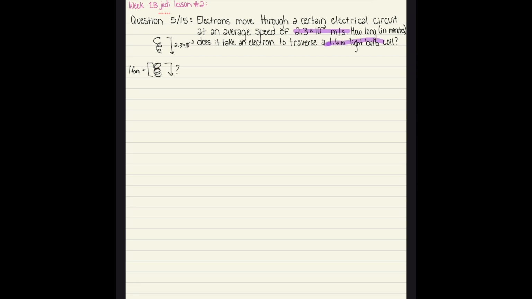So we are given our average speed, which we will use as our velocity, and it's going to be 2.3 times 10 to the negative 2 meters per second. And then we are given our distance, which will be used as our distance, and it's going to be 1.6 meters. We'll use the time formula, which is time equals distance over velocity, and that will give us 1.6 meters over 2.3 times 10 to the negative 2 meters per second.